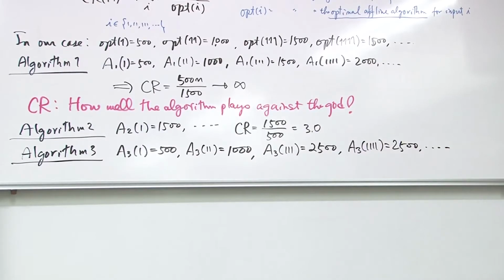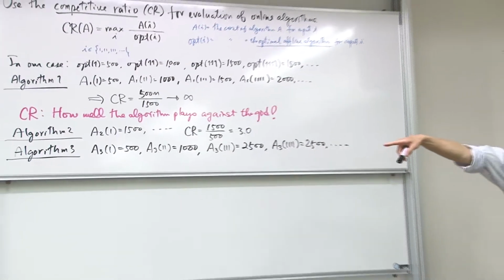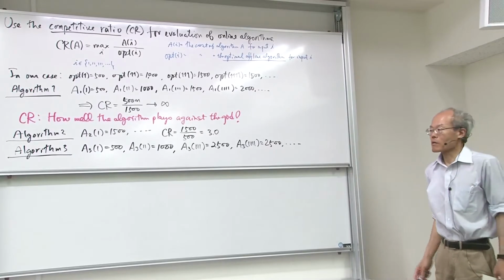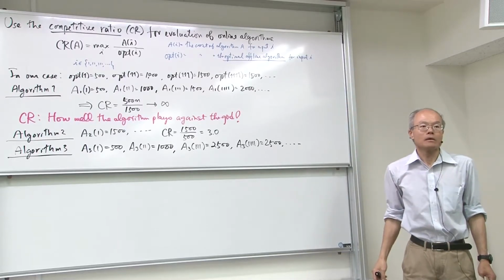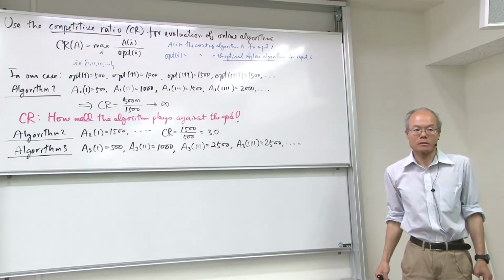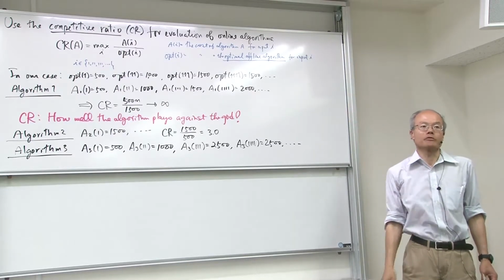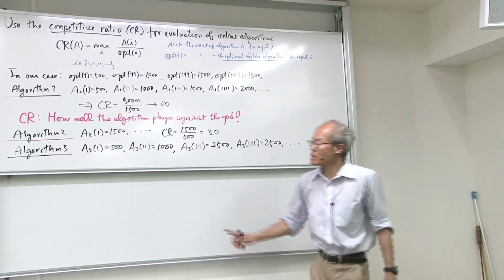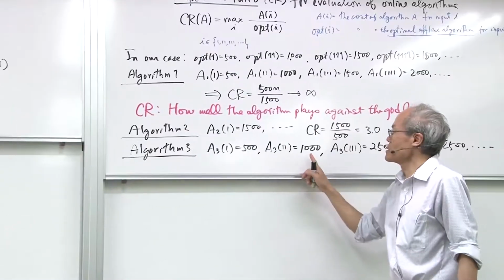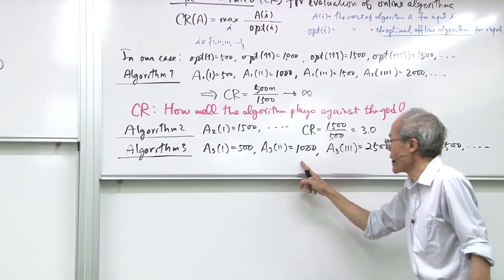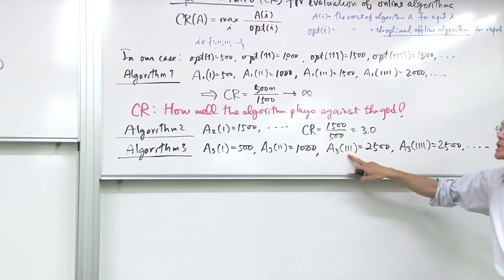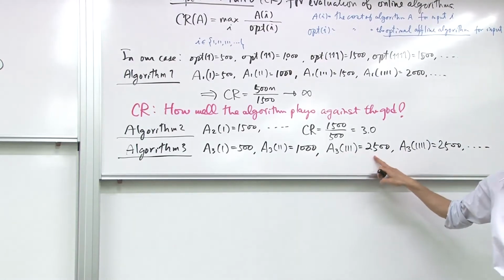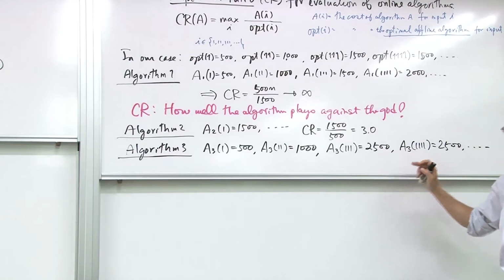What's the cost of algorithm 3? Just remember, algorithm 3 is ordered by class up to the second one, but at the third one, you change the order. That means this is 500, this is 1,000, and now that we already paid 1,000, plus 1,500, so that is 2,500. After that, it's completely free.